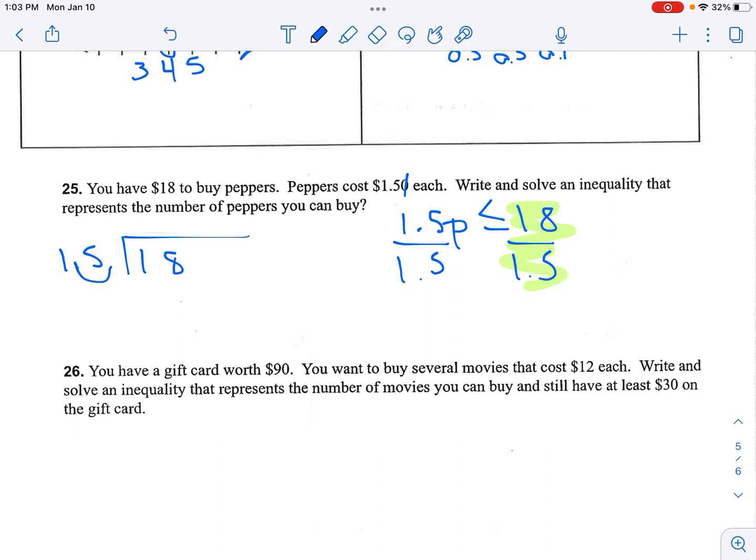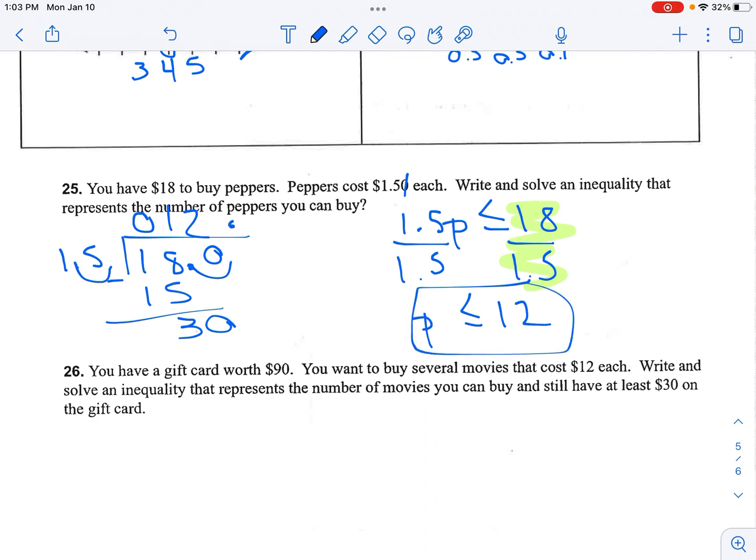Remember, move the decimal. Add a decimal, add a 0, and move it. Your decimal is going to be sitting behind the third digit. 15 cannot go into 1. 15 times 1 is 15. Subtract, and 15 times 2 is 30. So the number of peppers that I can purchase is going to be less than or equal to 12.